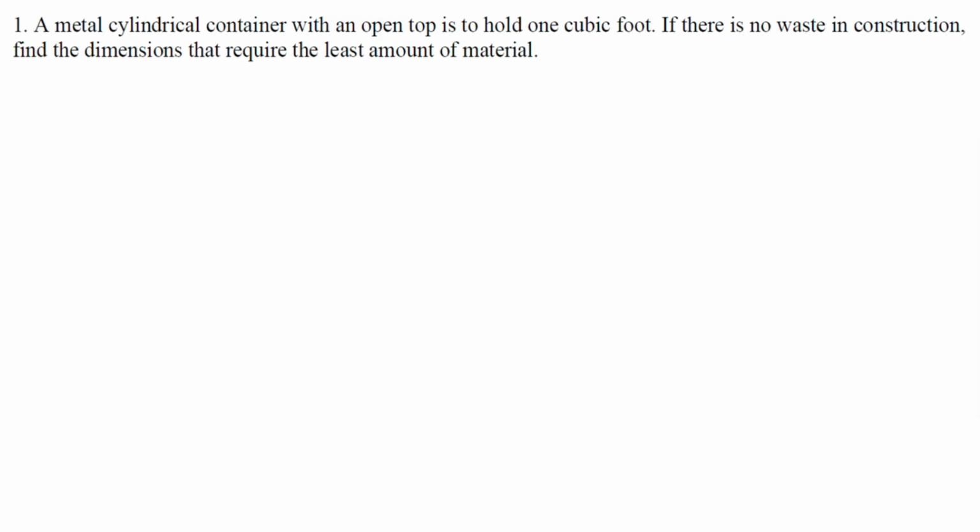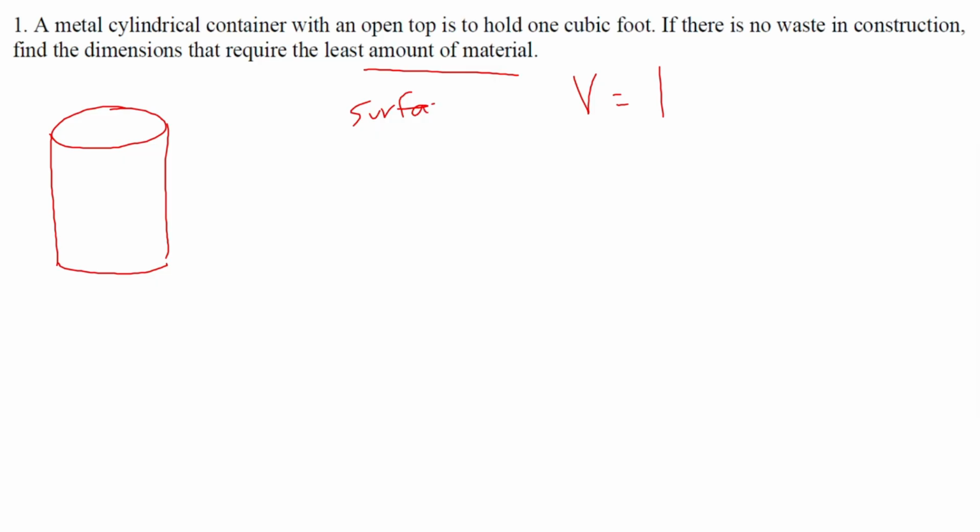So the first thing I'll note as I'm going through here is that the volume needs to be 1, right? Our volume is 1 cubic foot. And also that this is a container with an open top, so that when I draw this, I have to keep in mind that as we talk about the amount of material, which is surface area essentially, this is open. We're not including that circle on the top here.